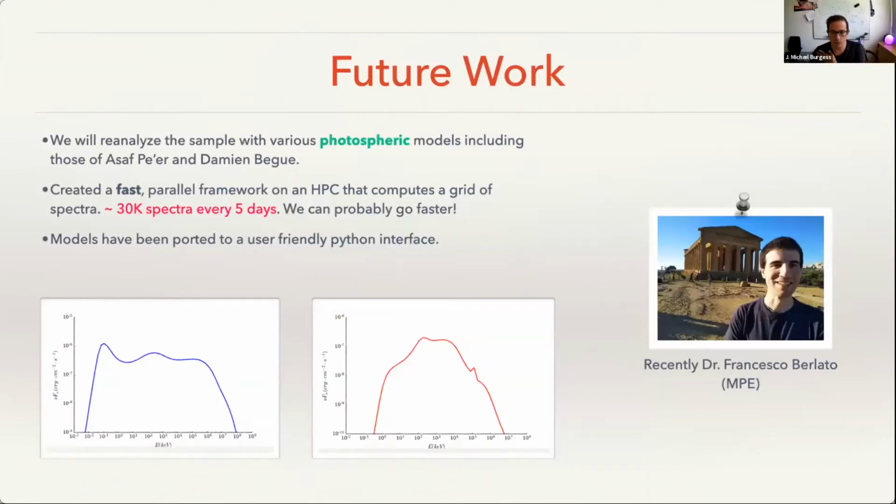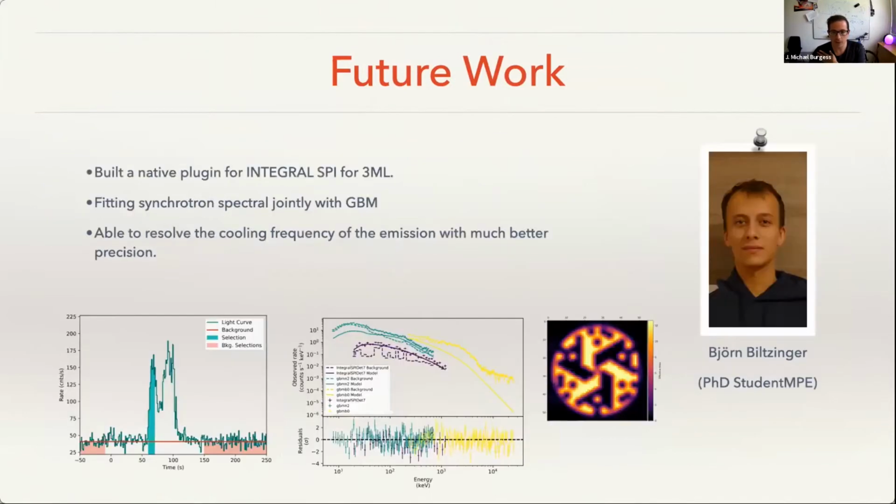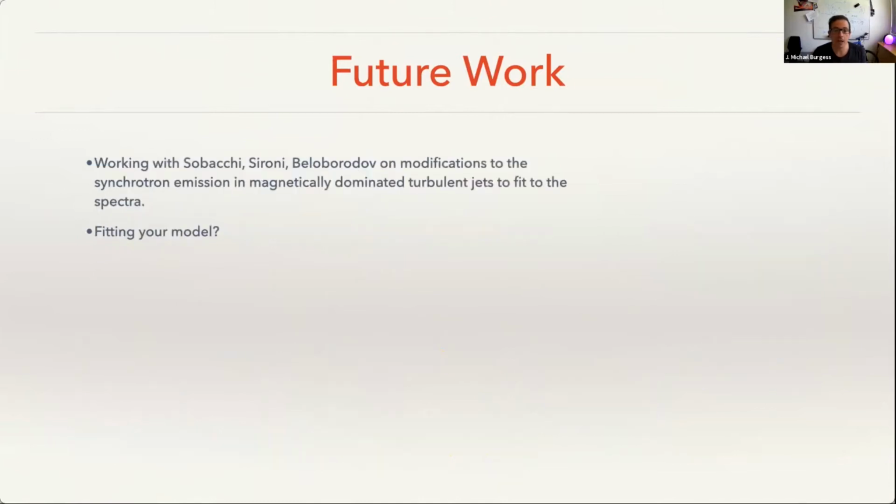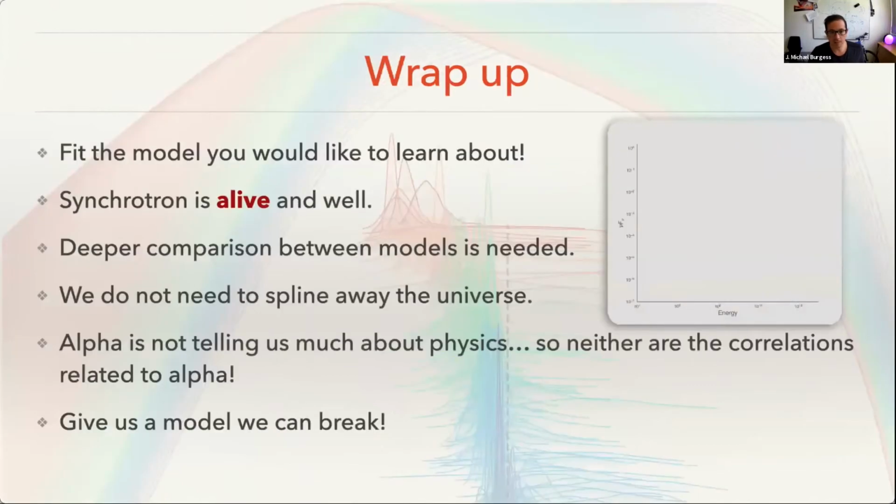Yeah, I will. Our former PhD student is working on some photospheric models. Our current PhD student is doing some really nice stuff with INTEGRAL SPI, fitting synchrotron models with high resolution to determine the cooling frequency better. I'm currently working with Säkai, Sironi, and Beloborodov on a new synchrotron model to fit to the data. And I just want to wrap up. Let's stop using the Band function. And if you have a physical model, let's fold it through the response and fit it to the observed data. So thank you.